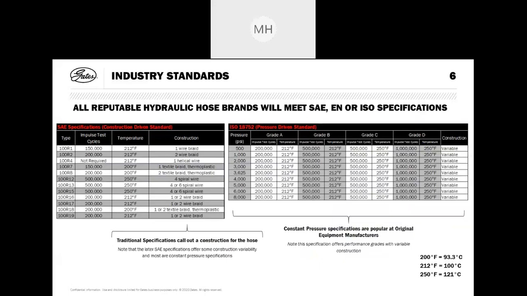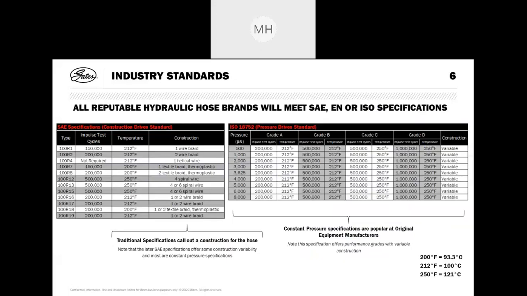An R4 hose is, generally speaking, your suction delivery hoses, which is one helical wire inside that hose, with a bit of fabric reinforcement generally. R7 is a single textile braid reinforced hose, and an R8 is a 2 textile braid. Then we go into our spiral range of hoses. R12 meets 500,000 impulse cycles as a 4 spiral wire.